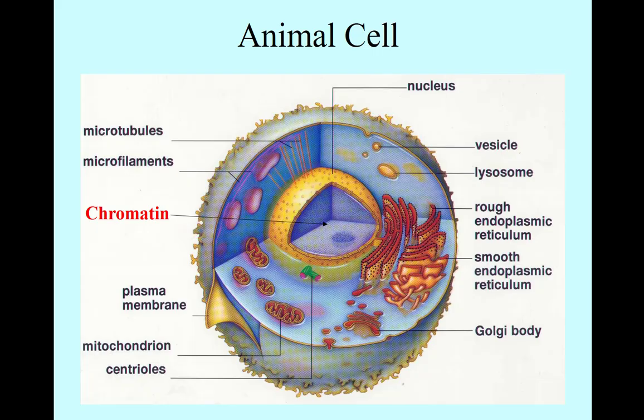Okay, now we're going to transition into basic cell biology. And we're going to start talking about DNA and how DNA makes proteins and how mutations can happen, because all those things directly affect how the brain works.